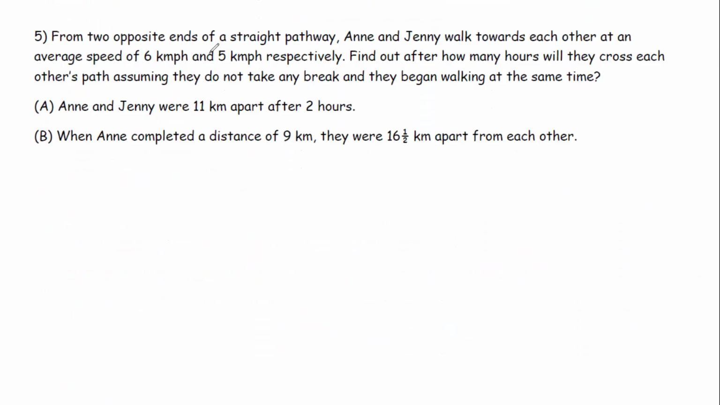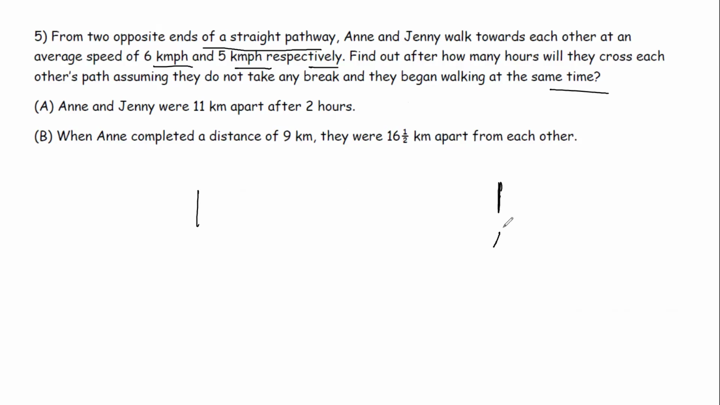From two opposite ends of a straight pathway, Anne and Jenny walk towards each other at an average speed of 6 kilometers per hour and 5 kilometers per hour, respectively. Find out after how many hours will they cross each other's path, assuming they do not take any break and they began walking at the same time.